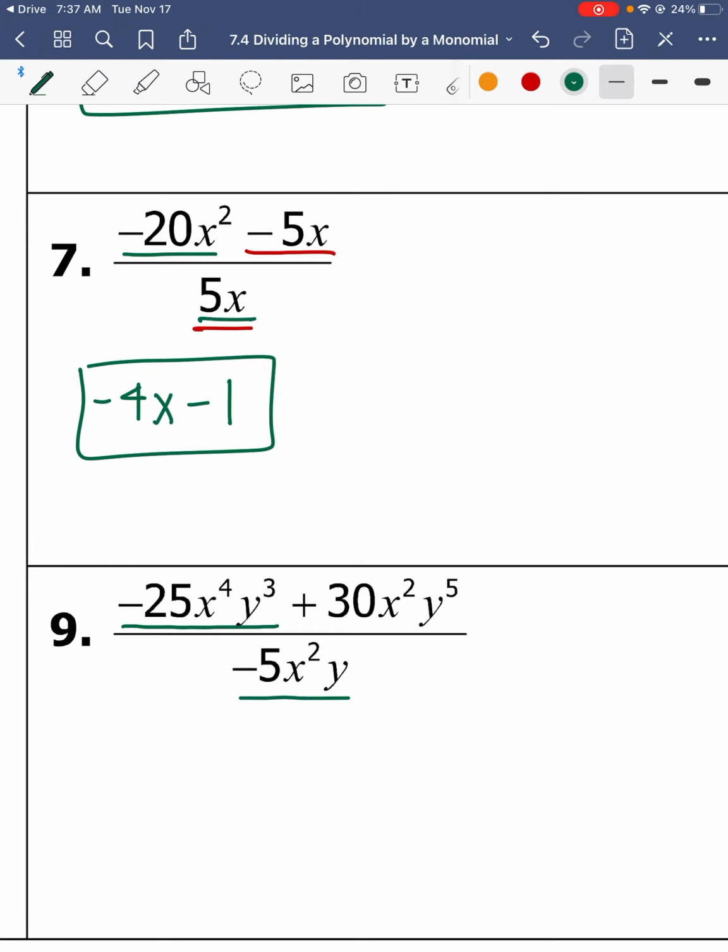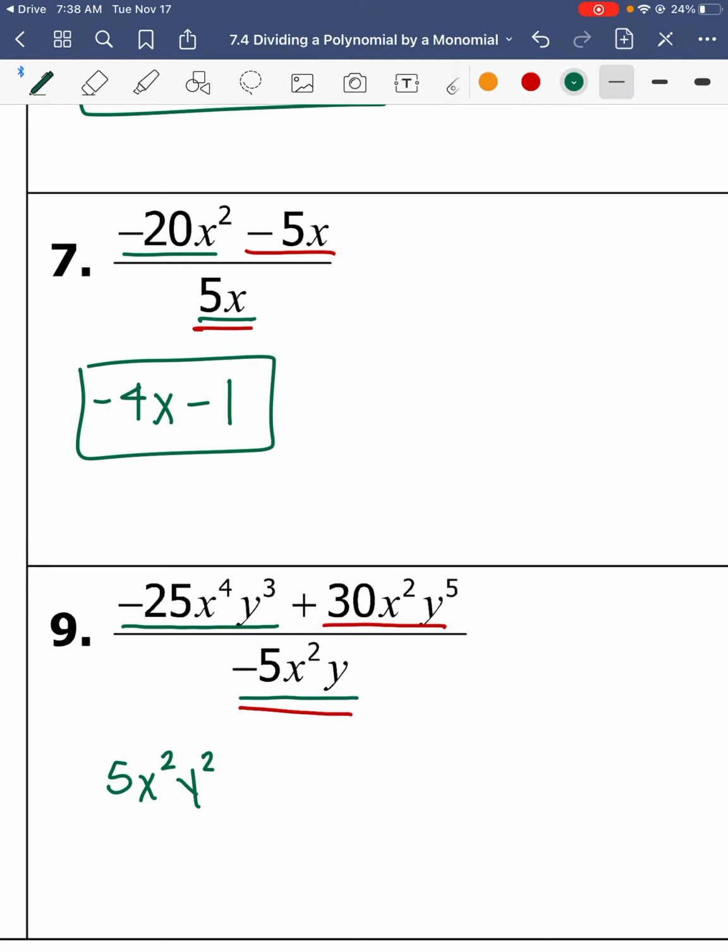Number 9, negative 25 x to the 4th y cubed divided by negative 5x squared y. Negative 25 divided by negative 5 is positive 5. X to the 4th divided by x squared, 4 minus 2 is 2, so we have x squared. And then y cubed divided by y is y squared.